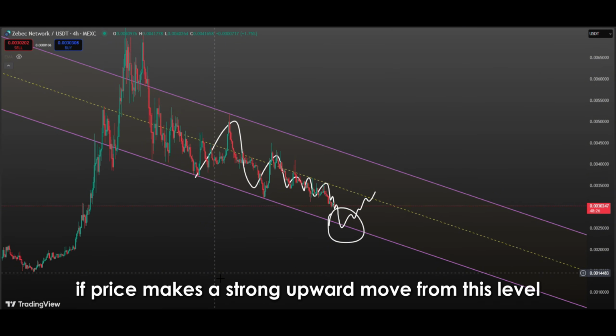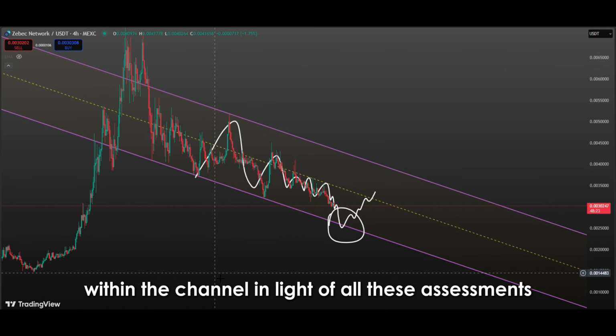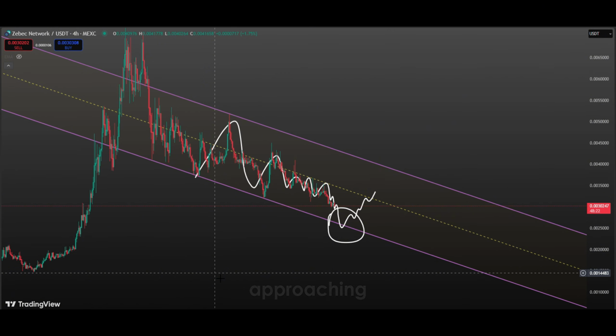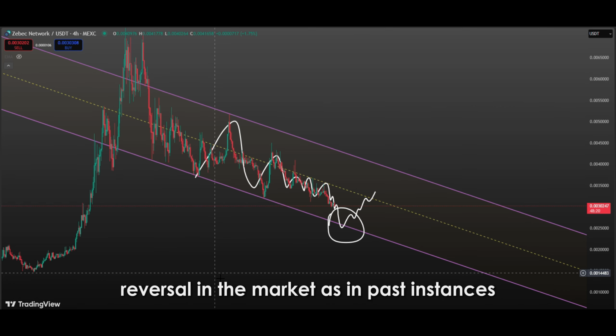If price makes a strong upward move from this level accompanied by increasing volume, it can then be considered the beginning of an upward move within the channel. In light of all these assessments, the price currently approaching the lower boundary of the descending channel may be setting the stage for a potential reversal in the market.